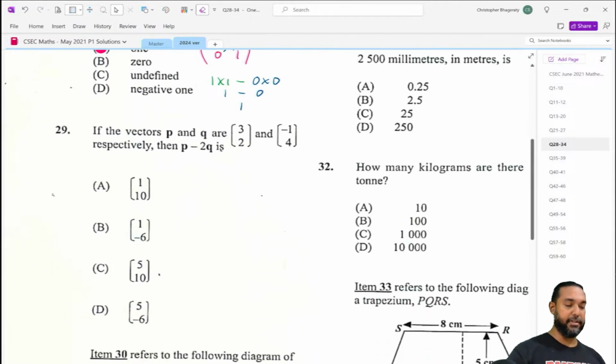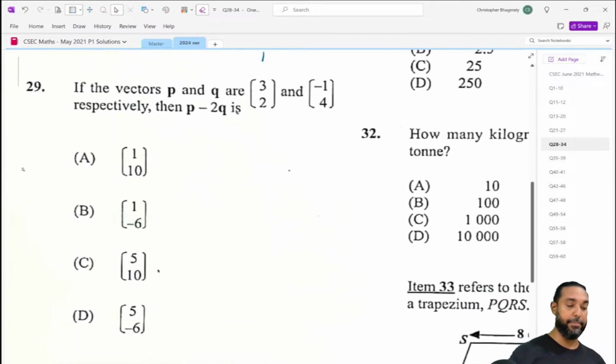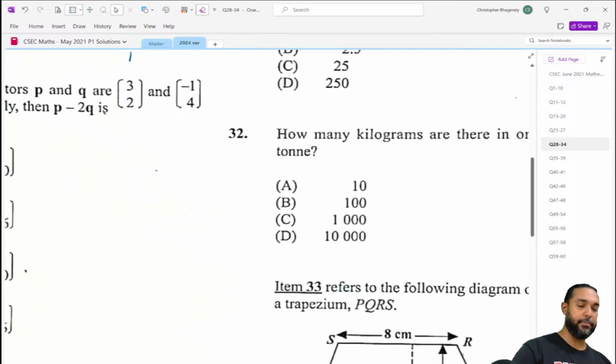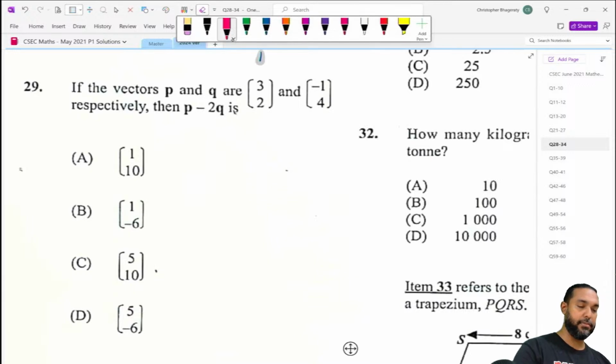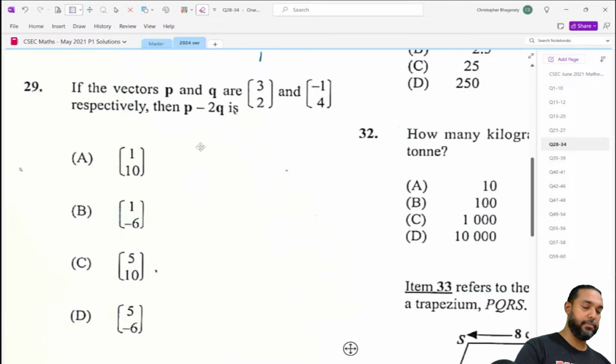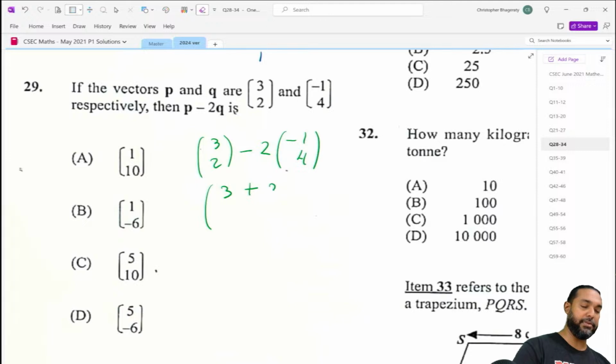If the vectors P and Q are 3, 2 and minus 1, 4, then P minus 2Q. So we have 3, 2 minus 2 by minus 1, 4. Minus 2 by minus 1 is plus 2. Minus 2 by 4 is minus 8. So we have 3 and 2 is 5, 2 minus 8 is minus 6.